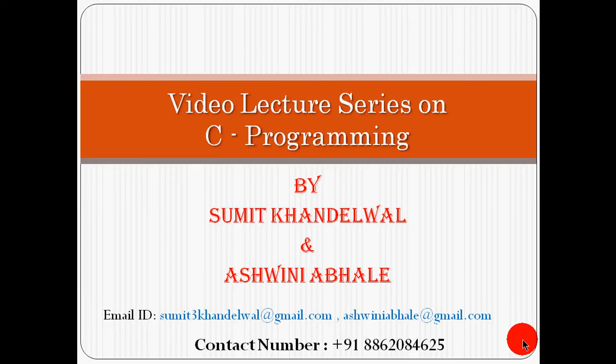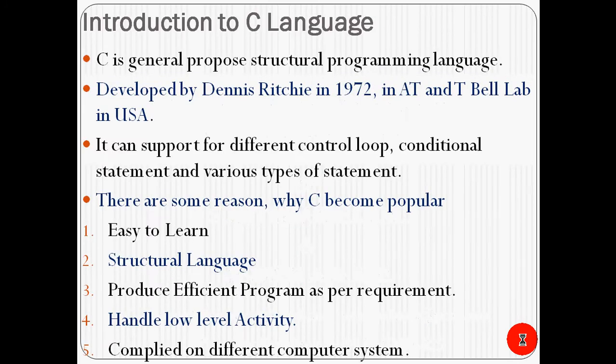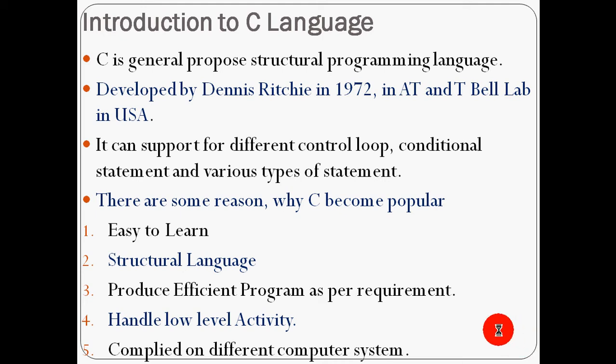Hello everyone. In this video lecture series, we are going to discuss the C programming language. The first question that arises is: what do you mean by C? C is a general purpose structural programming language developed by Dennis Ritchie in 1972 at AT&T Bell Lab in the USA.